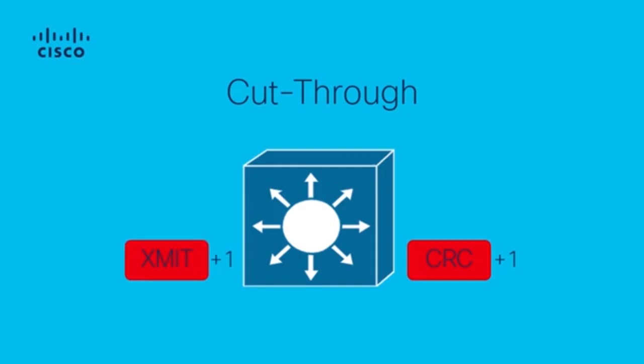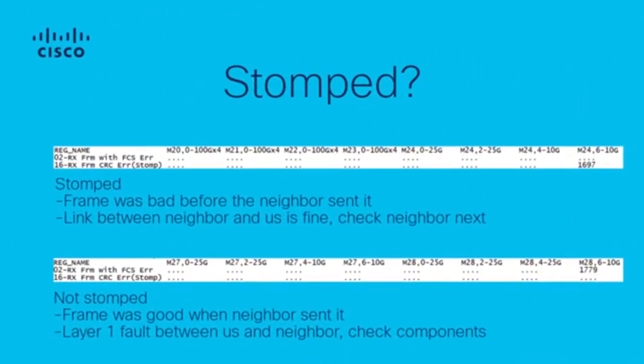The stomping of the CRC aids us when troubleshooting these errors in the network, since we can look at the ASIC counters on our device and determine if the CRCs were or were not stomped when we received them. If the CRCs were stomped, we know the frames were already corrupted when they left the previous switch. If the CRCs are not stomped, we know that the frames were valid when they left the previous switch and therefore must have been corrupted in transit between these two switches. In this way, we're able to trace and isolate the origin of the corruption.